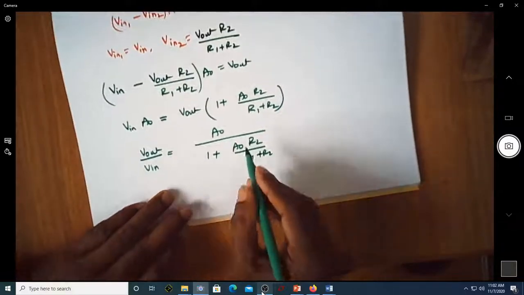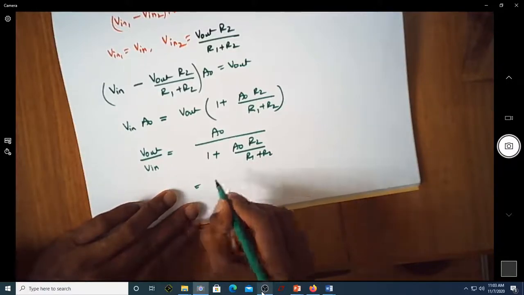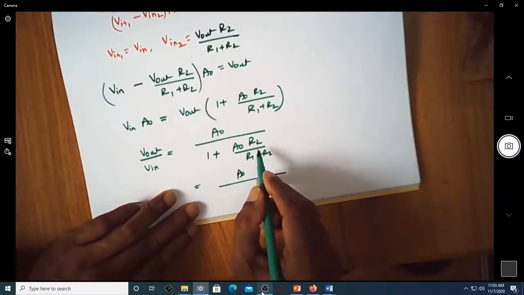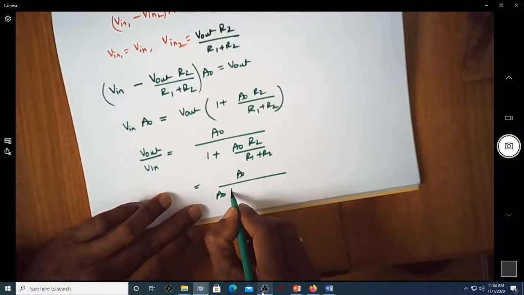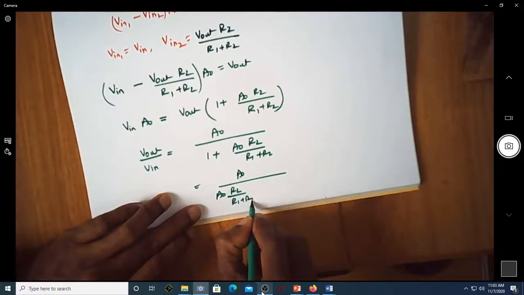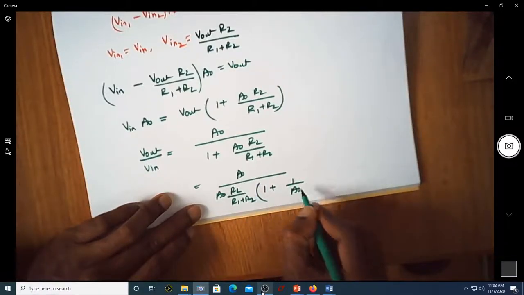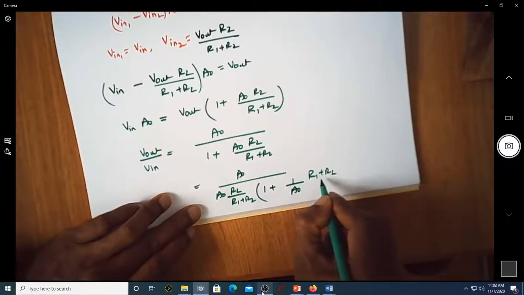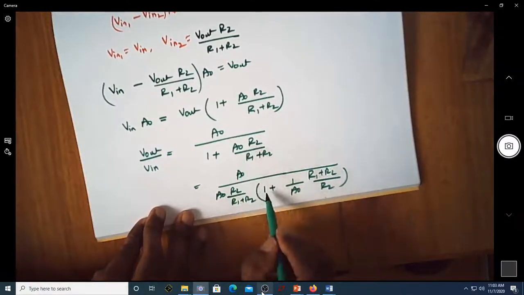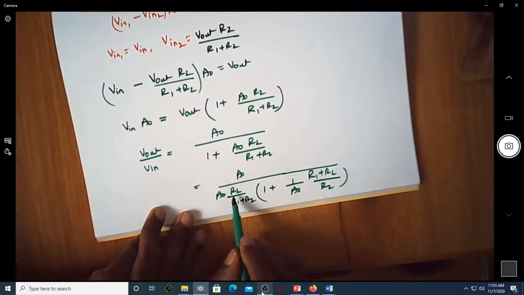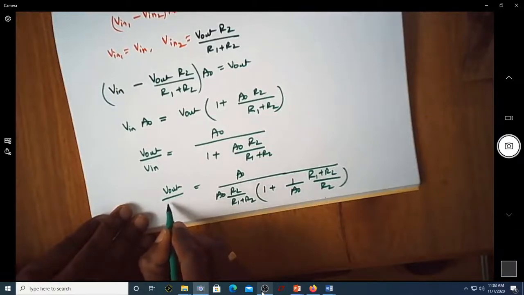So I can further rewrite this. I'll take out the entire parameter outside, that is, I'll take out A0 R2 by R1 plus R2 outside. So I end up with 1 plus 1 over A0 times R1 plus R2 by R2, because when I take out this entire term, this will become 1, and wherever I had 1 it will be just 1 over this. So this is the expression for V out by V in.